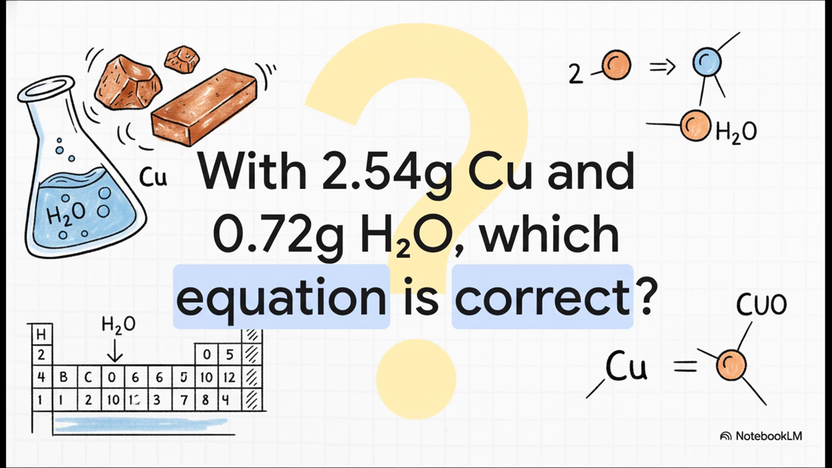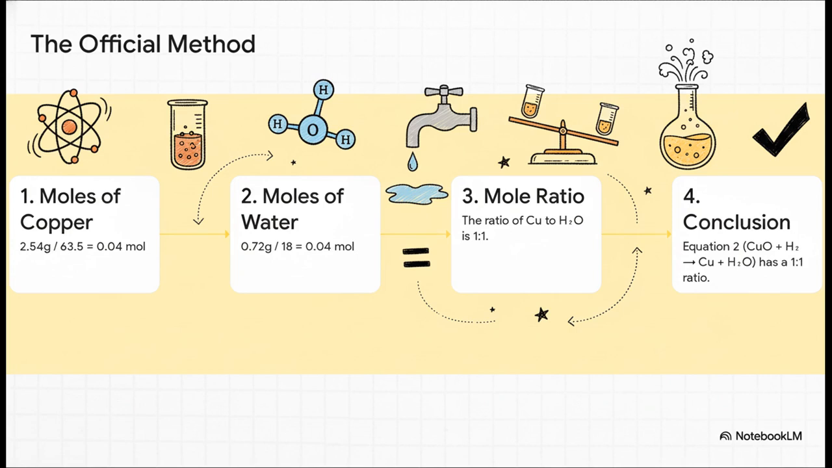Let's find out. Okay, whenever you're trying to find an equation from masses, there's one word you need to think of: moles. We have to find the mole ratio. Step 1. Moles of copper. We take the mass, 2.54 grams, and divide by the atomic mass of copper, which is 63.5. That gives us 0.04 moles.